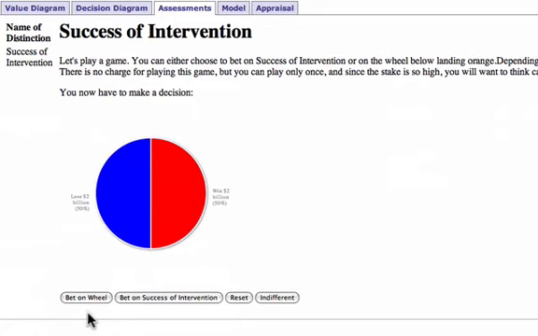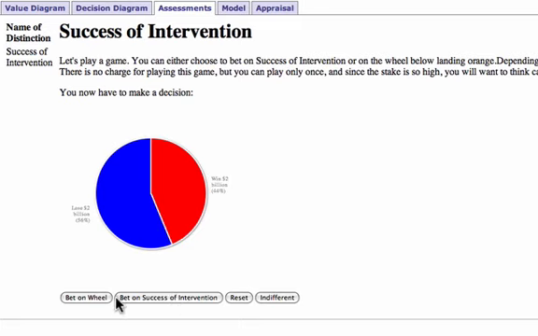Now suppose you say, I think I am more confident on the wheel landing orange than on the intervention succeeding. Okay, so we'll click on bet on wheel. What this did was it reduced the orange. So okay, now which one would you prefer? Well, I think this is too less. I think I would bet on the success of the intervention we were trying. Alright, we get more orange. What about now? I'd still bet on the intervention.